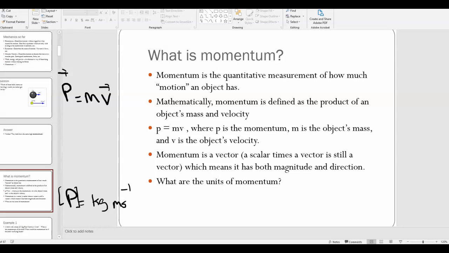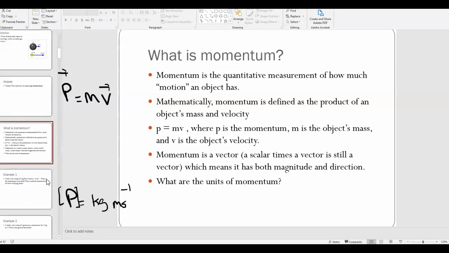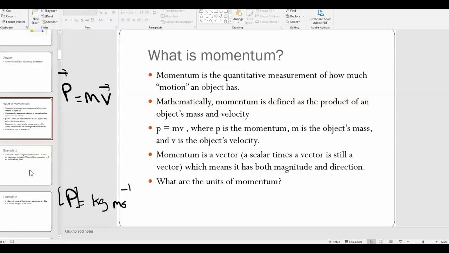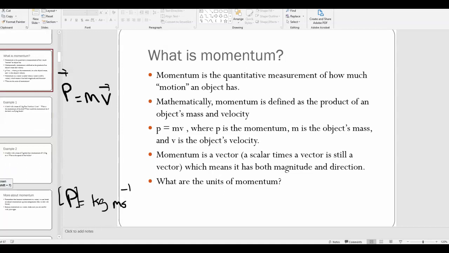Okay, so that's what you need to know about momentum. It's mass times velocity, it's a vector, and it has units of kilogram meters per second. There you go. We can do some basic calculations with momentum in just a second.